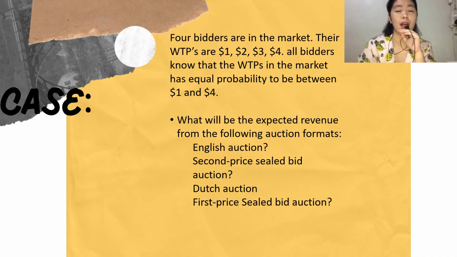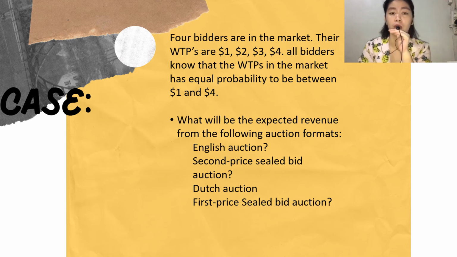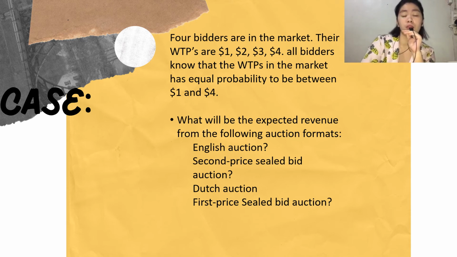So, for example, there are four bidders in the market and their willingness to pay are $1, $2, $3, and $4. All the bidders know their own willingness to pay, and they also know that the willingness to pay in the market has equal probability to be between $1 and $4. So, let's say you are the seller in this case. What will be the expected revenue from this market when you run an auction using the following different formats?